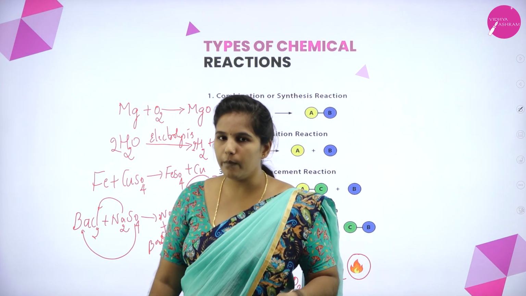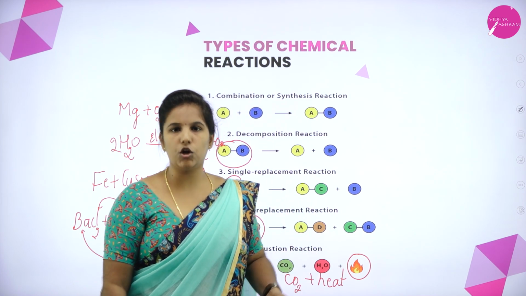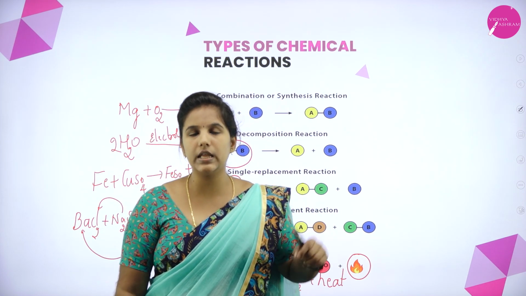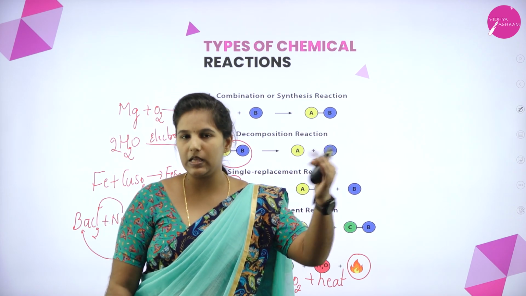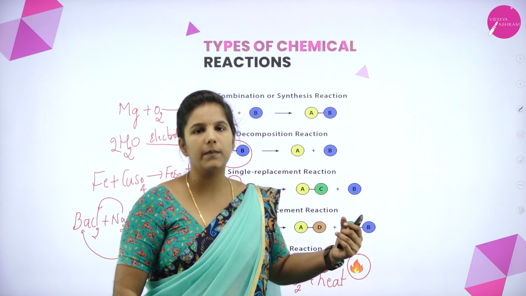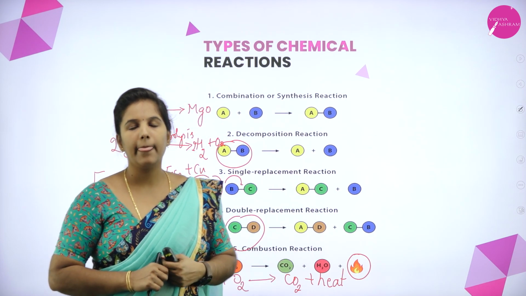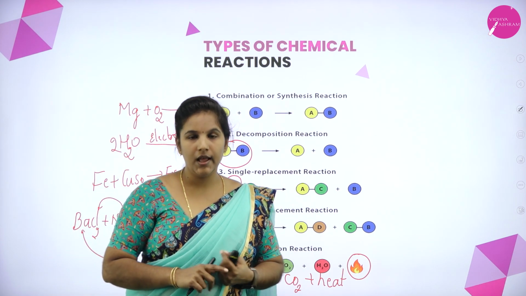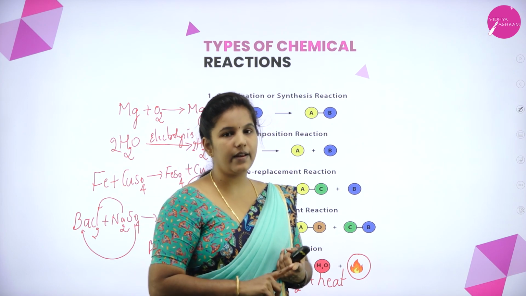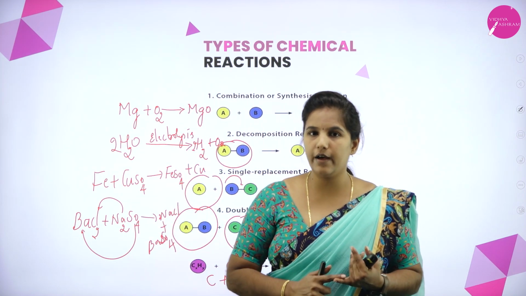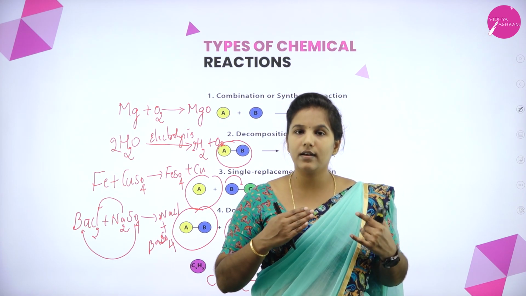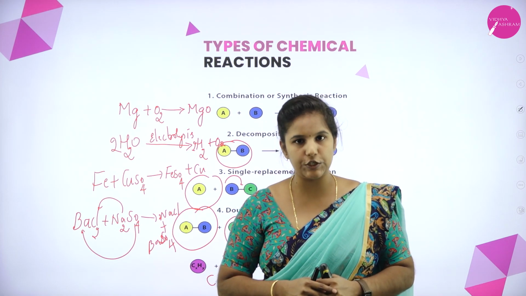The first one is combination. The second one is decomposition. The third one is single replacement. The fourth one is double replacement. And the fifth one is the combustion reaction. Don't forget these types of reactions, and you know what a chemical reaction is, you know how to balance the chemical equation, and you have learned how to write the reactions in terms of equations.